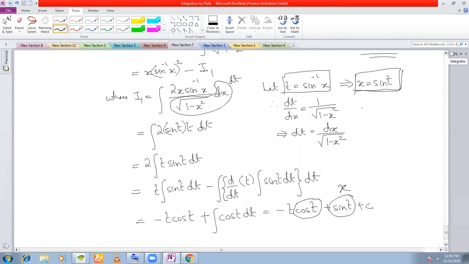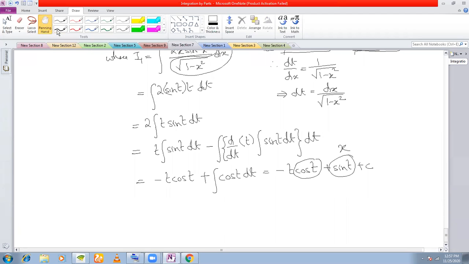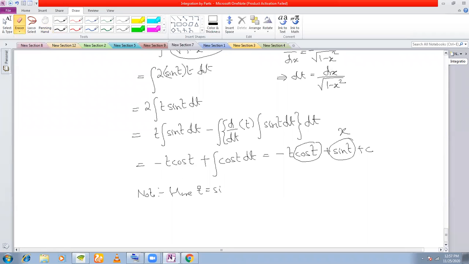This is cos t. Now you see that if x is equal to sine t, let me write a note here, x is equal to sine t. That means what should be cos t? Cos t should be root over 1 minus sine square t, which is root 1 minus x square. Now you can put the values.